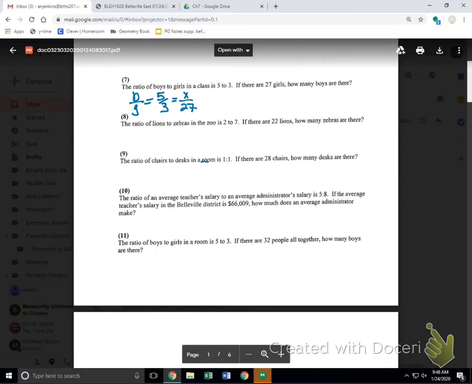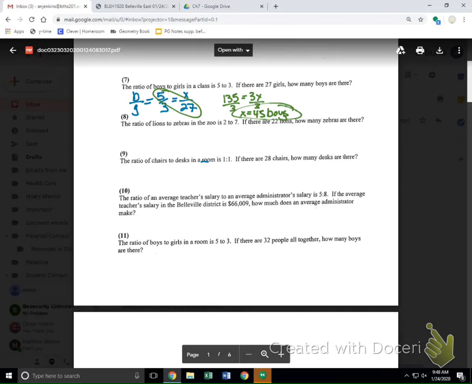So now what we want to do is cross multiply. So 5 times 27 is 135 equals 3x. We've got to divide by 3. X equals 45. So we have 45, and then I want you to tell me what it is, boys. So when you write this out, just tell me what your category is.